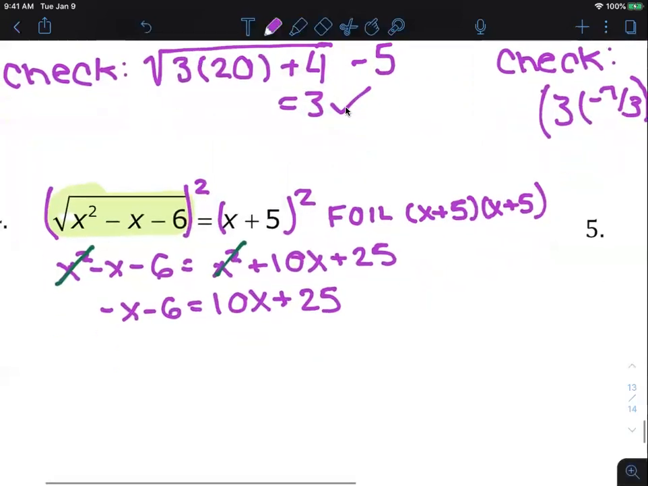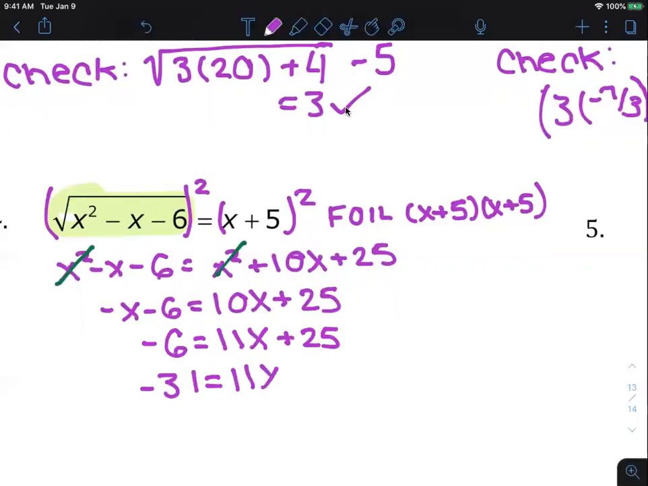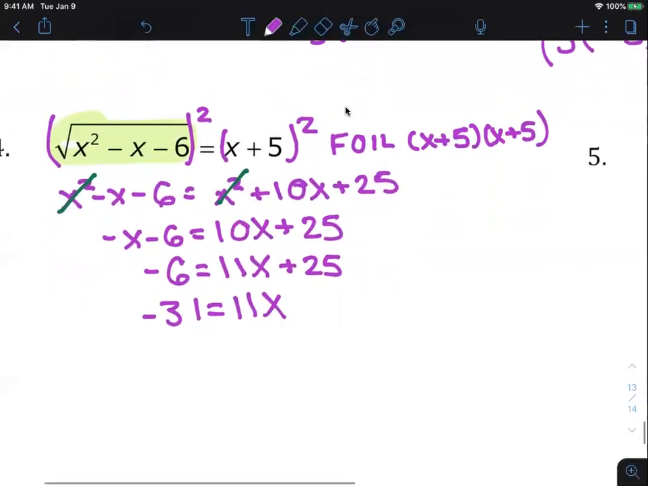I'm going to add x to both sides. So that's going to give me 11x. I'm going to go ahead and subtract 25 from both sides. So that gets me negative 31 equals 11x. I'm going to divide both sides by 11. And x is negative 31 over 11.